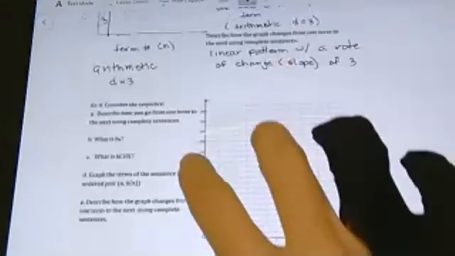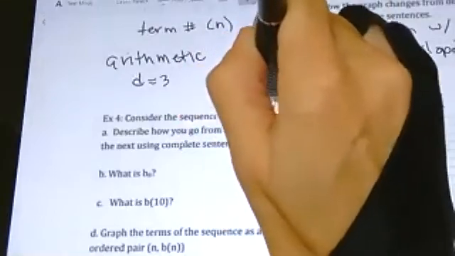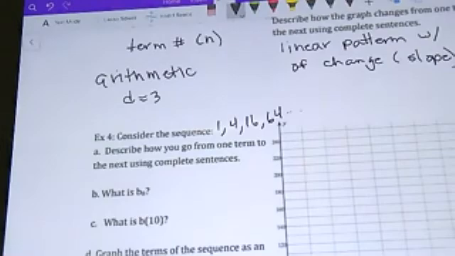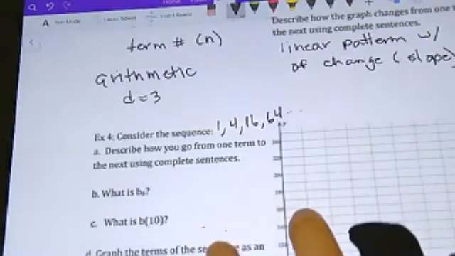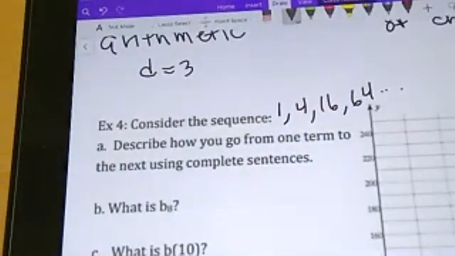Okay? Now, our last one here, I'm going to give you a sequence. So we got 1, 4, 16, 64. So part A, describe, how do you go from one term to the next?